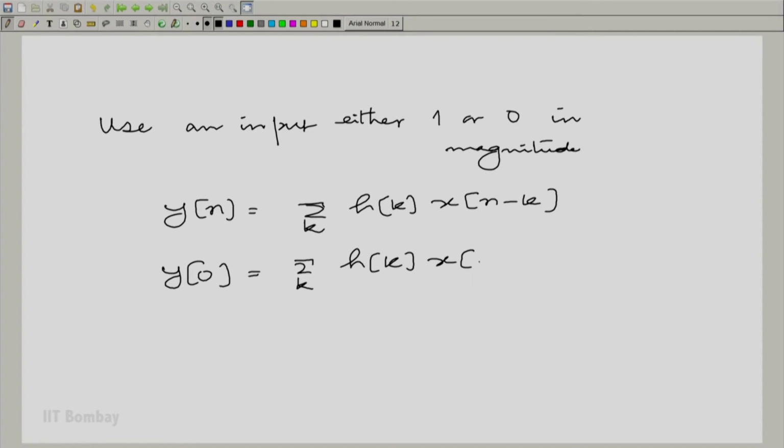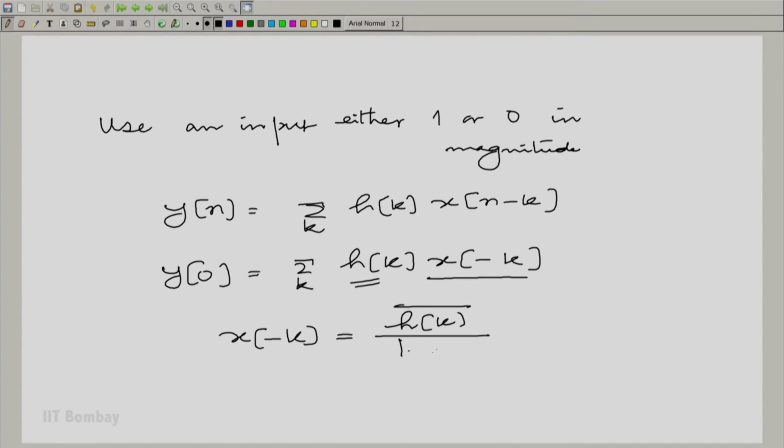Let us make life simple. Now, how do we make this input 1 in magnitude? To make it 1 in magnitude, you want to make a modulus here. So what you need to do is to remove the angle of this, and that is what we did. We said put x of minus k equal to h conjugate of k divided by mod h of k, if h of k is not 0 for that particular k, and equal to 0 otherwise, because you cannot divide by mod h of k otherwise.